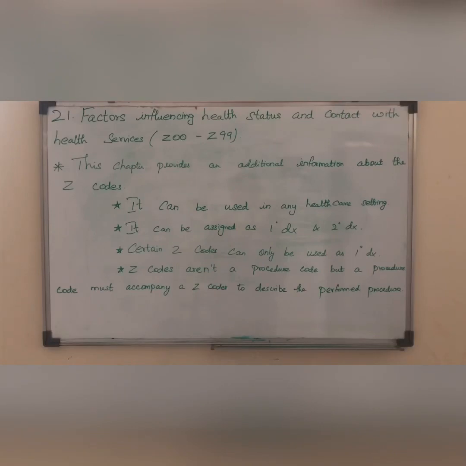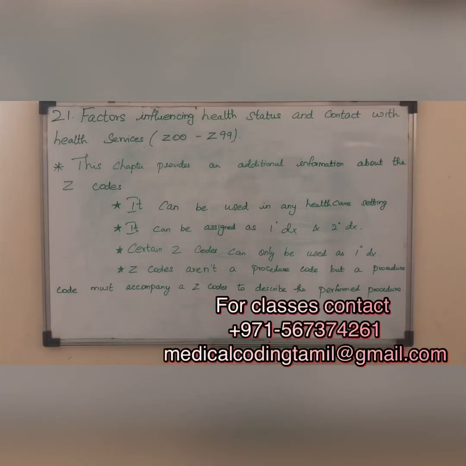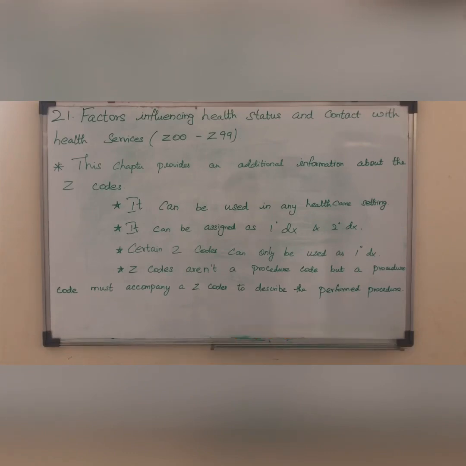In this video we are going to see about the last chapter of ICD-10-CM, chapter 21, factors influencing health status and contact with health services, which means the codes which we can use to describe the health status of the patient and the health services provided to the patient. The code ranges from Z00 to Z99.